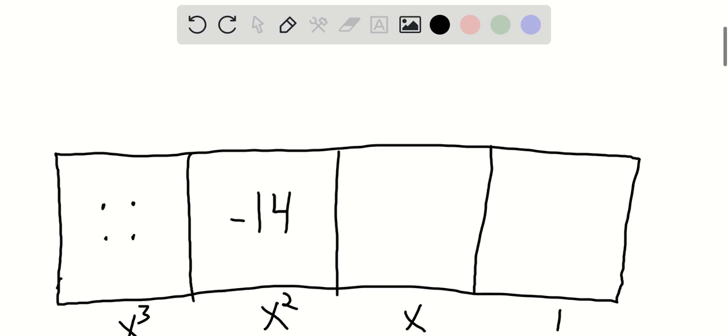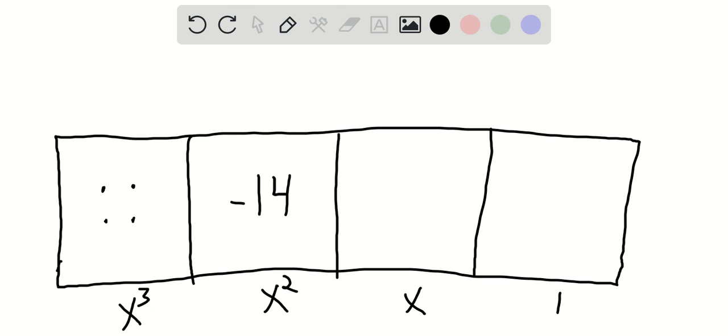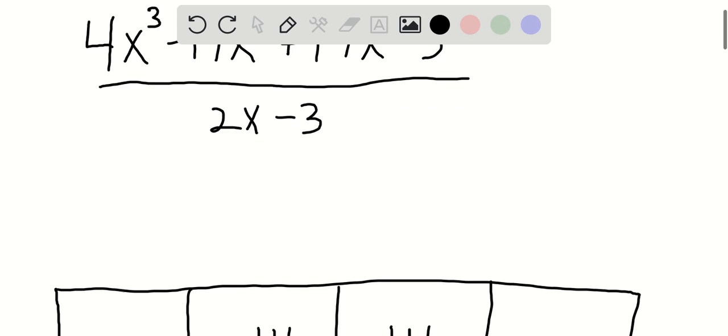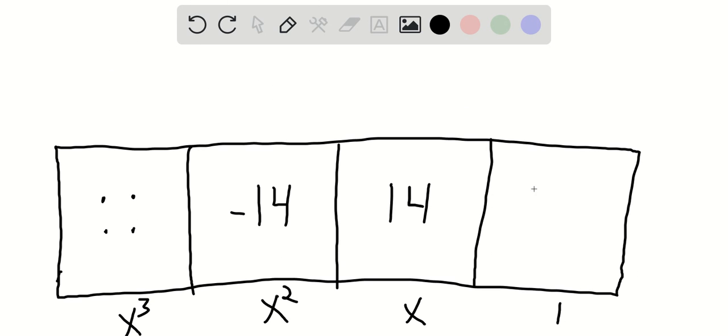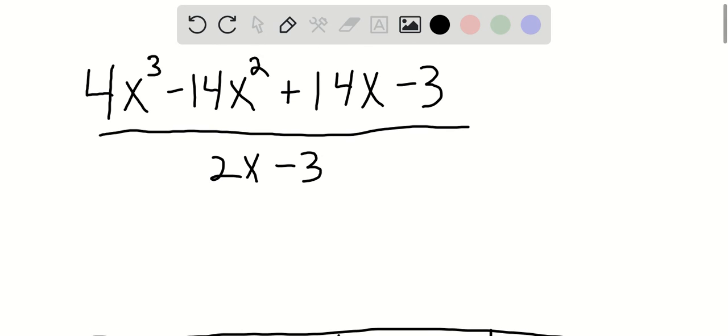Okay, and then we have plus 14x. So we have 14 dots in our x box. So I'm going to write 14 in here. That means I have 14 dots in my x box. And then we have minus 3. So we're adding the opposite of 3. Therefore, we have 3 anti-dots in our ones box. All right, so there we have our numerator represented, and then we're dividing by 2x minus 3.